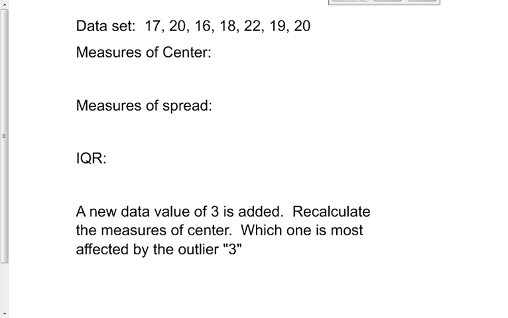Here's a new set of data values: 17, 20, 16, 18, 22, 19, and 20. We want to go into our calculators and change out our list. We're going to try to find the 3 measures of center and the 2 measures of spread. We'll also add in that IQR value. All right, so I'm going to put mine on pause for a second and pull up the numbers. You go ahead and change out your list as well.